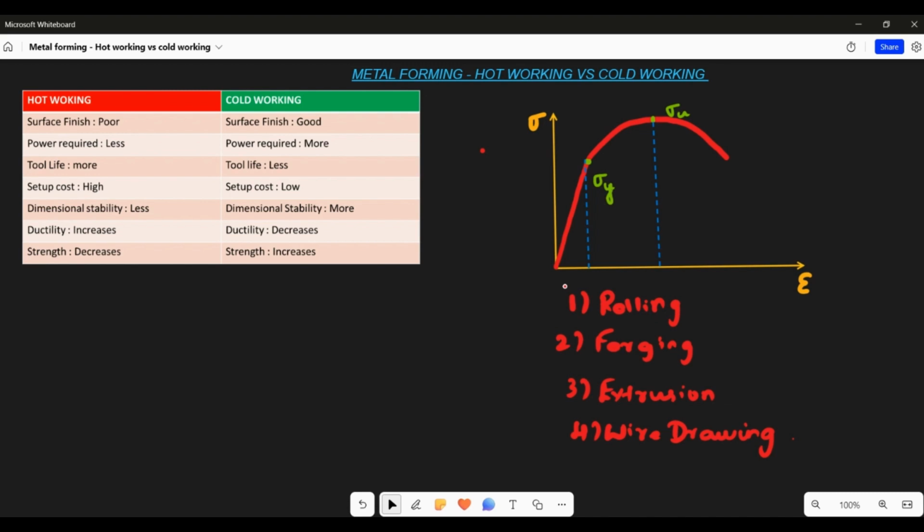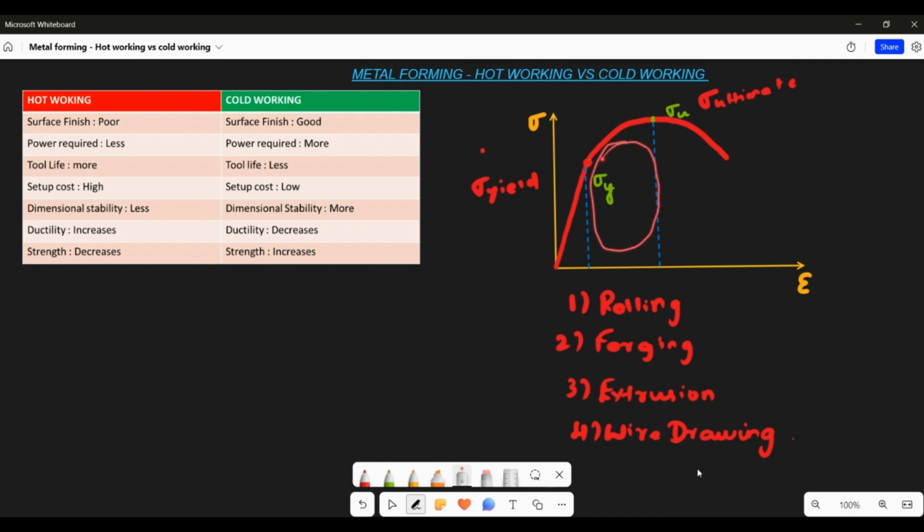So first let me explain what this stress strain curve represents. In this stress strain curve, this point is known as sigma y and this region is known as sigma u. This sigma y is yield strength and this sigma u is ultimate strength. And this region is known as the metal forming region.